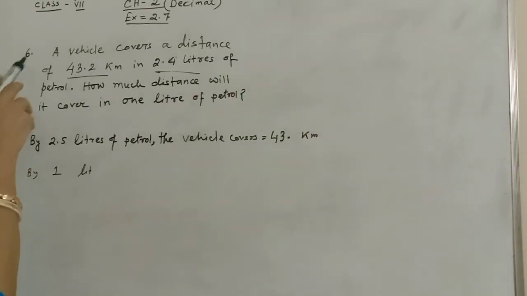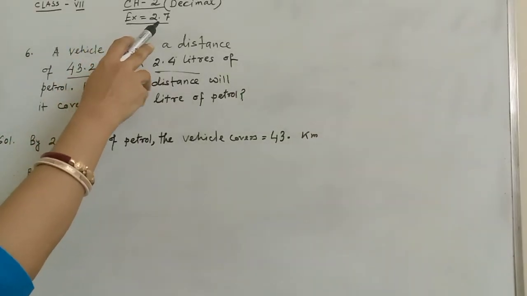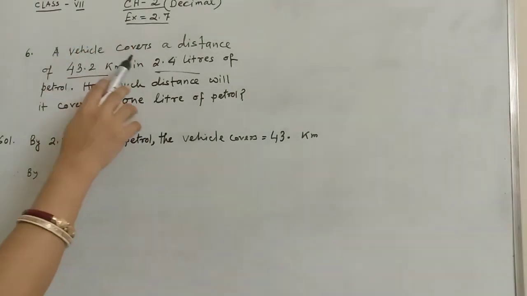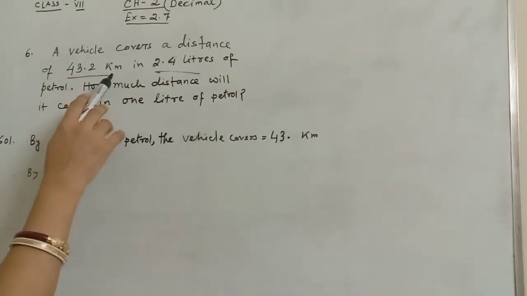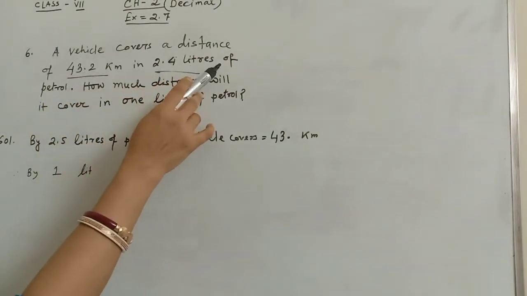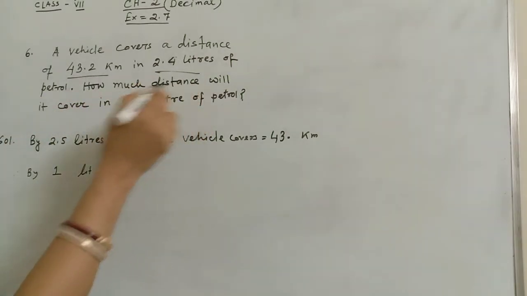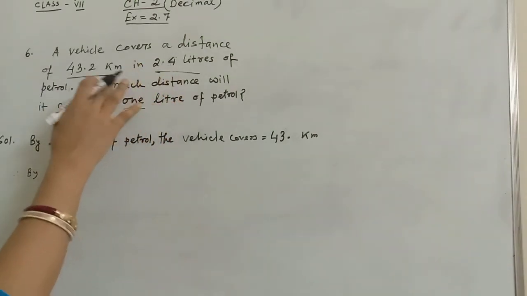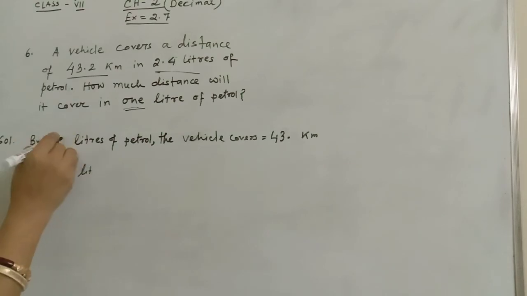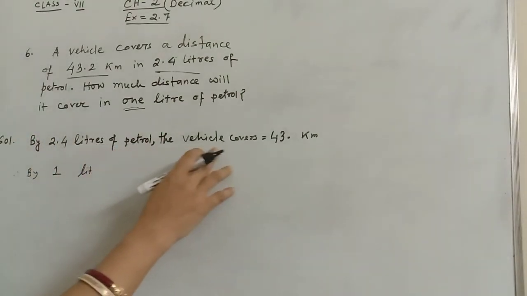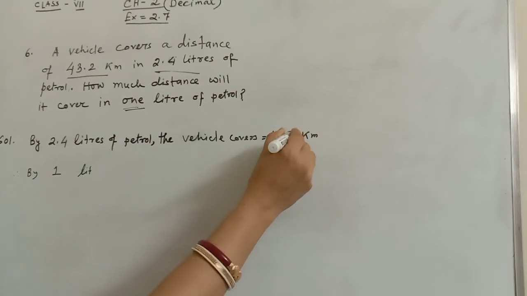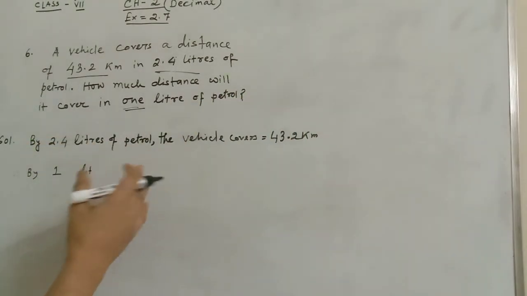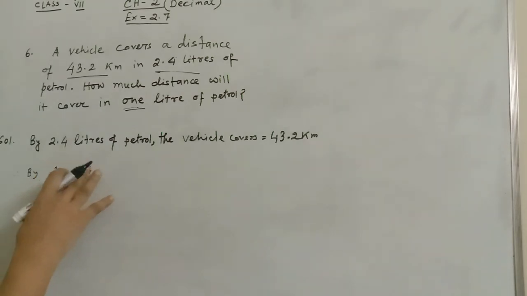Now question number 6, the last sum of exercise 2.7, and the last sum of chapter 2 also. A vehicle covers a distance of 43.2 km in 2.4 liters of petrol. How much distance will it cover in 1 liter of petrol? So if with 2.4 liters of petrol the vehicle can cover 43.2 kilometers, then with 1 liter of petrol it will go more distance or less distance? Yes, it can cover less distance.